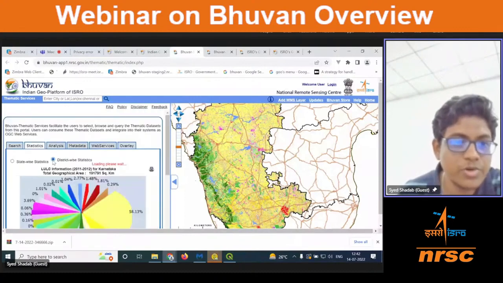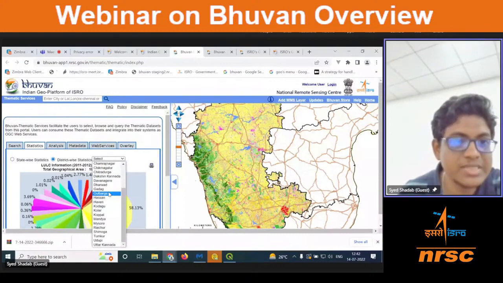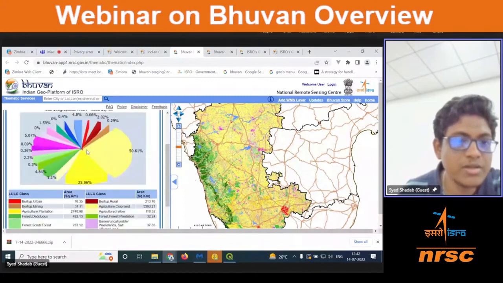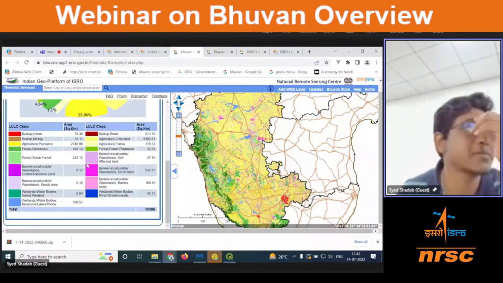You select, suppose I select Tumkur. So for Tumkur, the geographical area is shown here. This is the pie chart with the percentages and the classes given here. And this is the area in square kilometers for the Tumkur district, whatever LULC statistics is there.